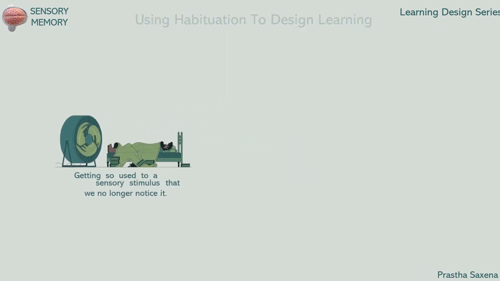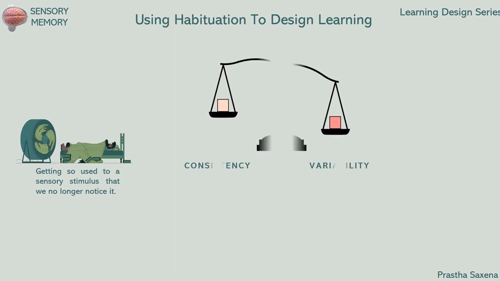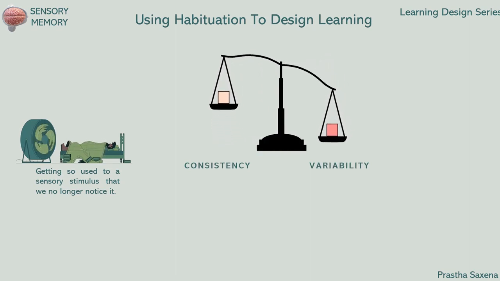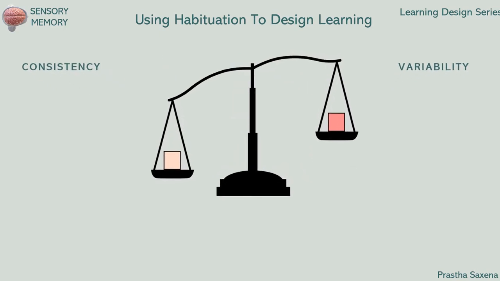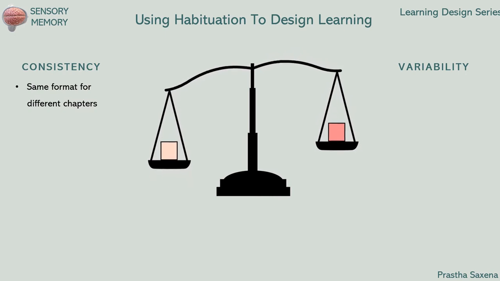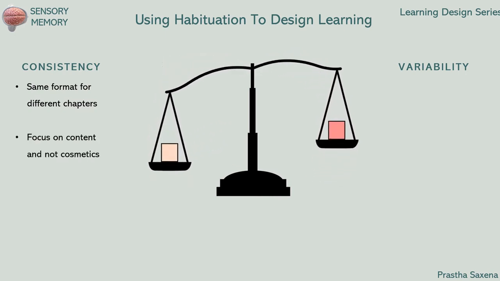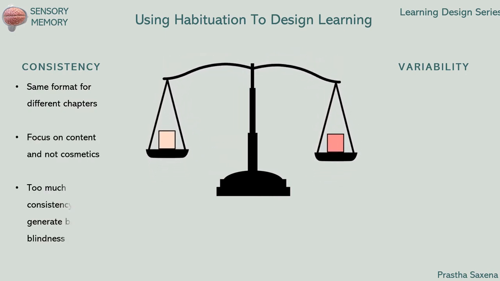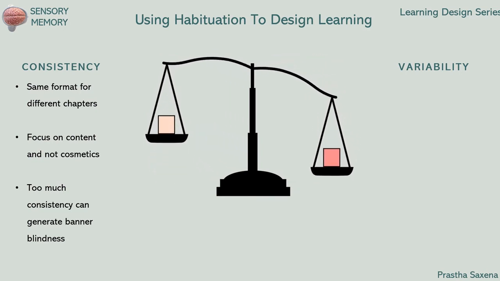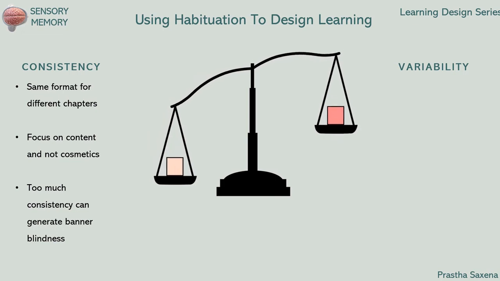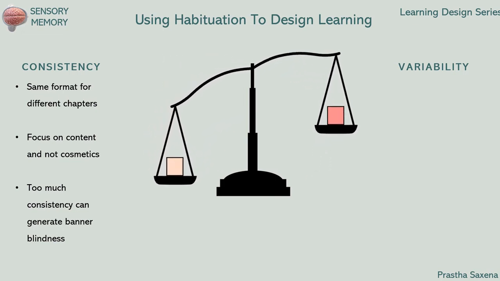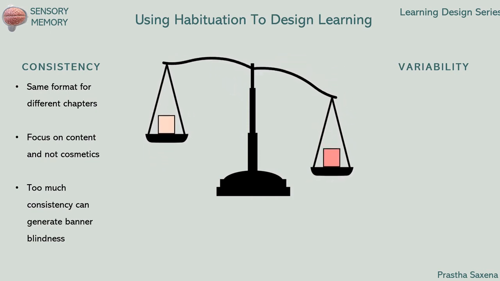The idea with habituation is to maintain a perfect balance between consistency and variability. Consistency can be useful to make things easier for your learner and can be ensured by using similar structures, formats, and templates for different chapters or modules so that learners can adapt to the cosmetics and focus on the actual material. Too much consistency is bad. It can lead to habituation in your learners.